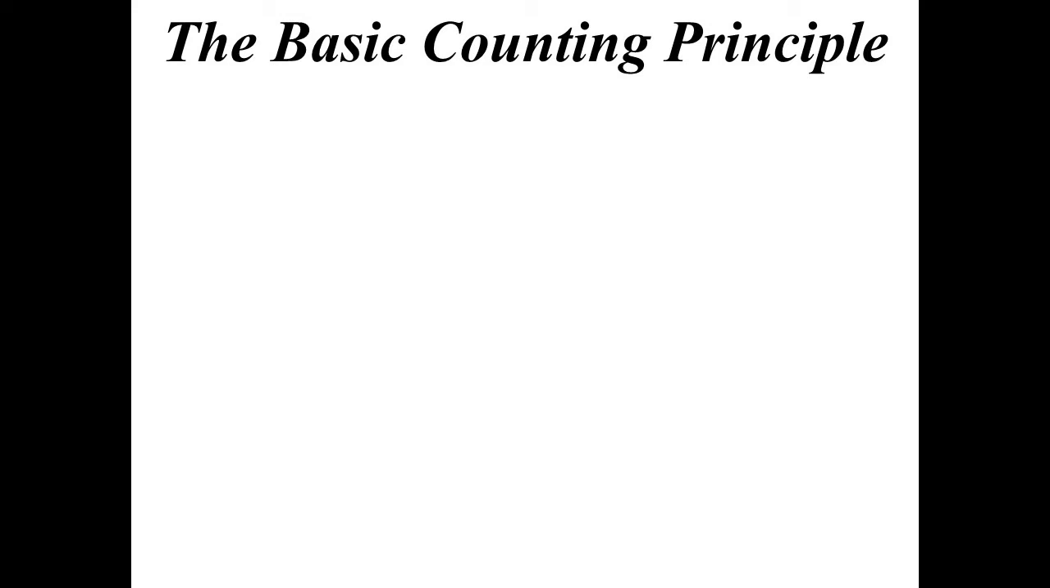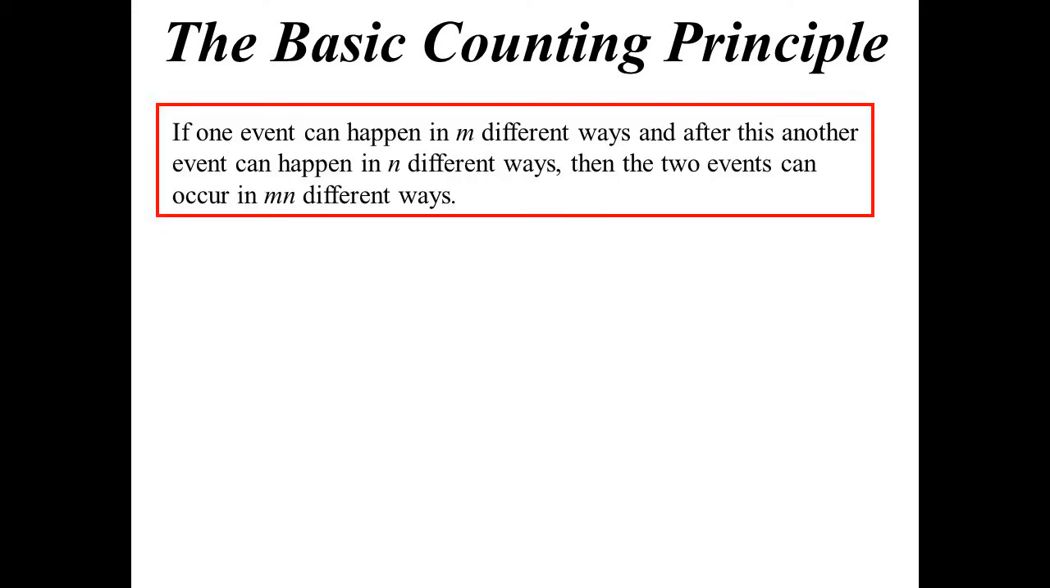All right, let's move on to our look at combinatorics. And we always start with the basic counting principle. If one event can happen m different ways, then after that you've got another event that can happen n different ways, then the number of ways the two events can occur together is m times n.